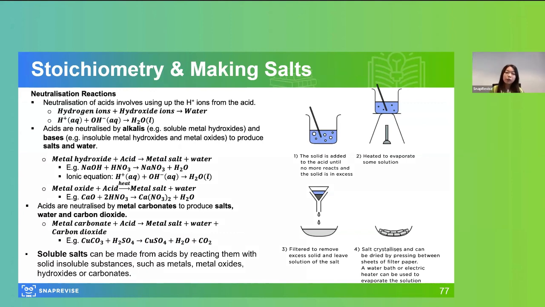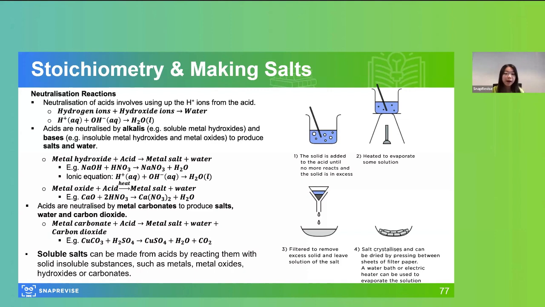So the basics of neutralization is basically reacting hydrogen ions with hydroxide ions to form water. So if you're neutralizing an acid, you're trying to use up all of the hydrogen ions. If you're neutralizing a base, so an alkali, you're trying to get rid of all of the OH minus ions. So you can see from this equation, it's going to be hydrogen ions plus hydroxide ions giving you water. And that is the equation right there, H plus OH minus gives you H2O.